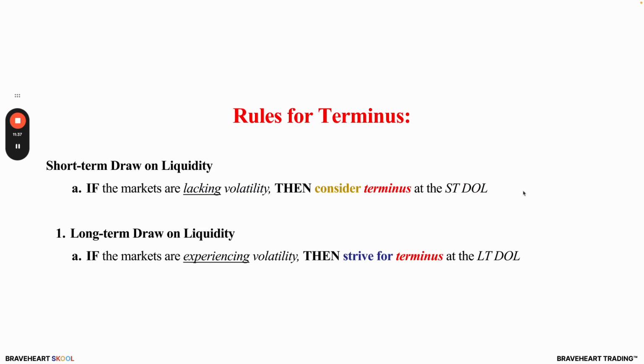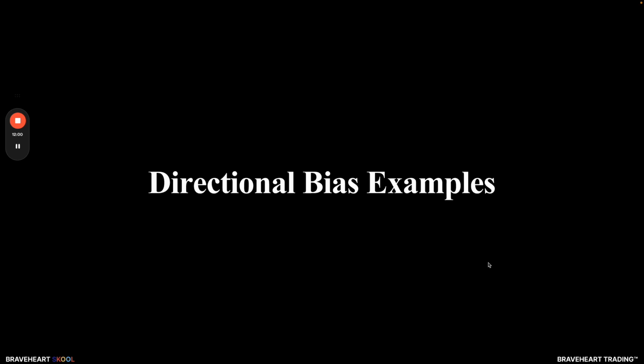So here are some rules for terminus. Short-term draw on liquidity: if the markets are lacking volatility, which means in a consolidation, then consider terminus at the short-term draw on liquidity because the markets are not volatile. But if the markets are experiencing volatility, such as gold, then strive for the terminus at the long-term draw on liquidity. Simple as that. So let's get into some examples.